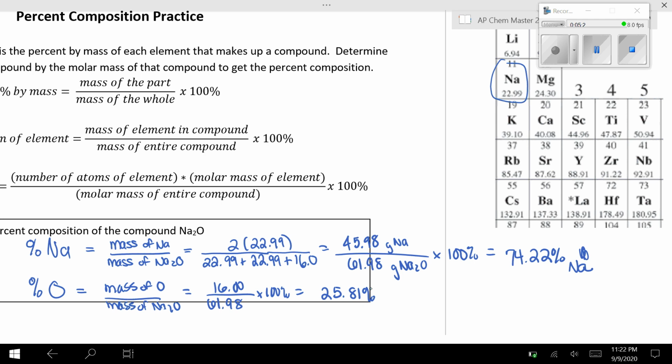Something else I would want to say with showing your work: you do need to show some sort of work. You don't just want to say percent sodium is 74.22. You need to show how you got that number. But writing this is enough. You don't have to show how you added up the two sodiums and the oxygen to get the molar mass. You're going to be calculating a lot of molar masses. You do not need to write this step out every time. I just did it here to show you what I was thinking, but you can just skip straight to this step when you are showing your work.